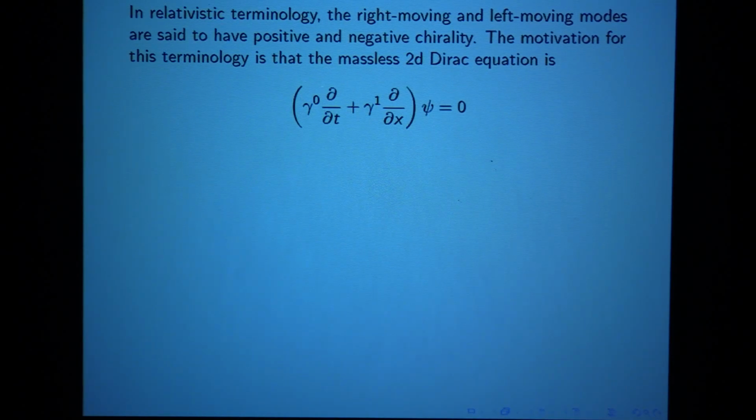The motivation for this terminology is the following. Here I've written the massless two-dimensional Dirac equation. It's defined using Dirac's gamma matrices. Eta mu nu is the space-time metric. In case you can see the blackboard, eta mu nu is a diagonal matrix with a 1 and a -1 for the time and space directions. And there are two gamma matrices which can be given a 2-by-2 representation.